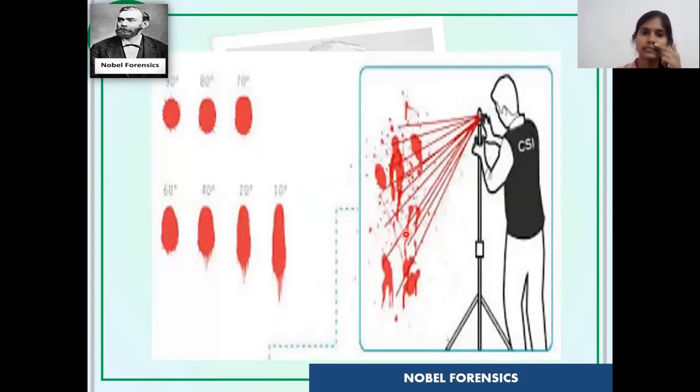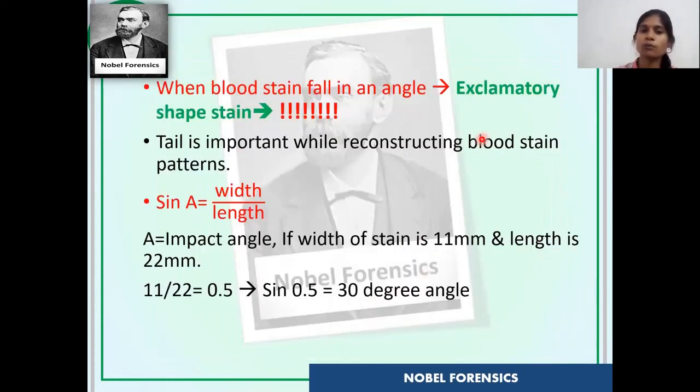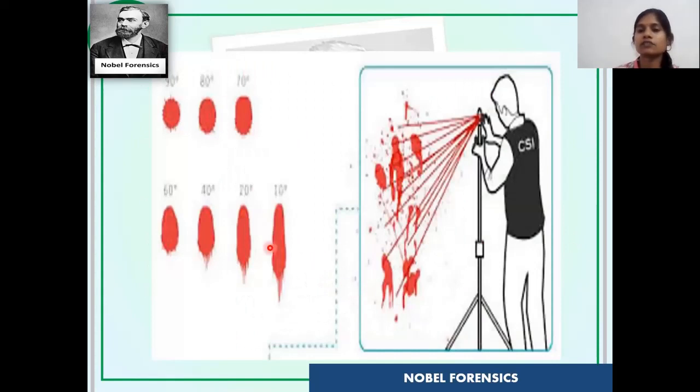Then you can see this image. In the first image there are different blood stains, and they have fallen from different angles. In the second image you can see that for each individual blood stain at the crime scene, they can identify the angle using two methods. The first method is using laser light. Using the formula sin A is equal to width by length, they can calculate these individual angles for these individual blood stains.